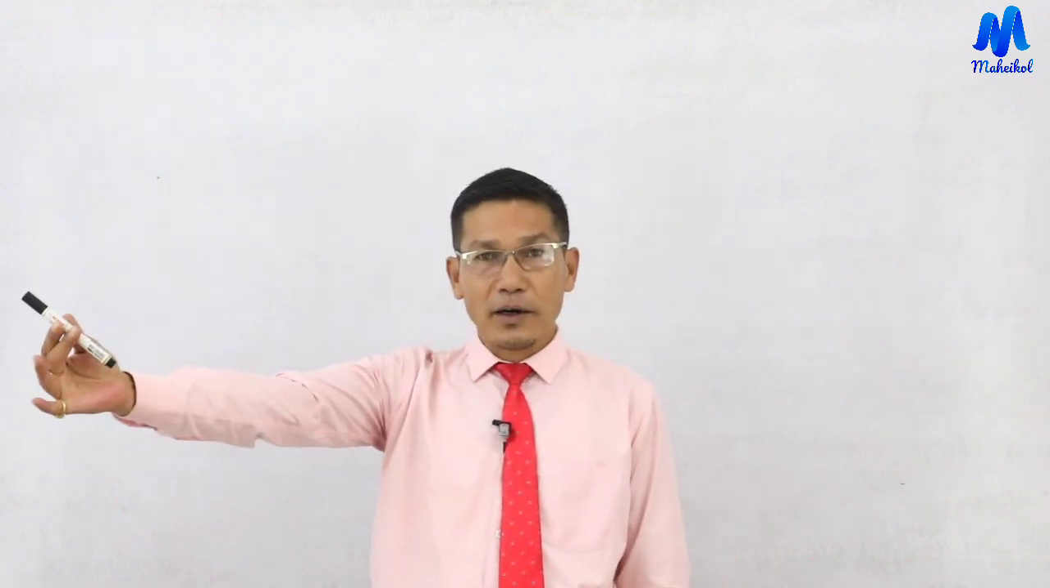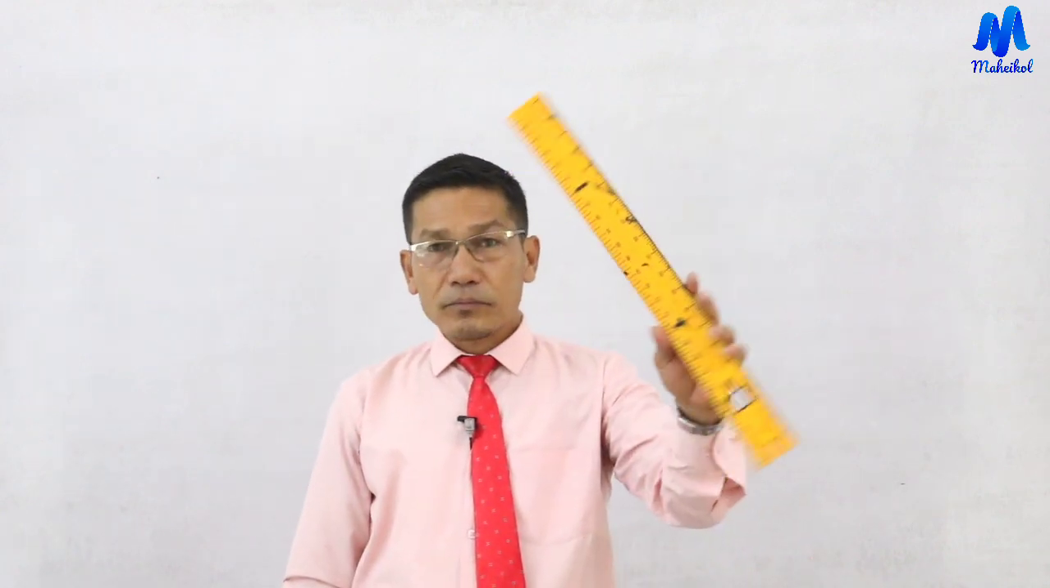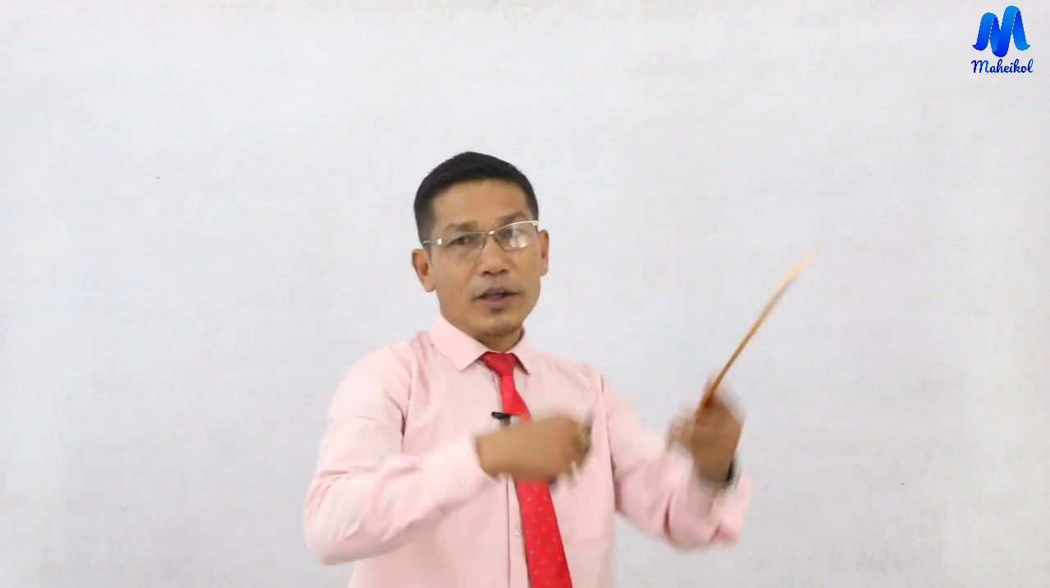Say marker, white marker. Or let's say this is a ruler or scale, yellow or long. These words describe different things, and they are adjectives.